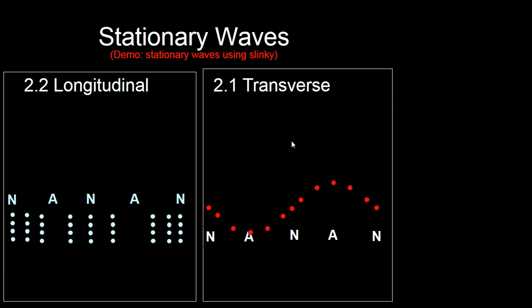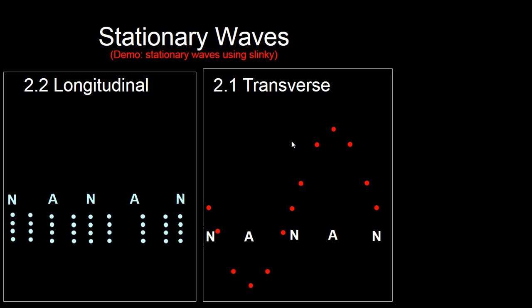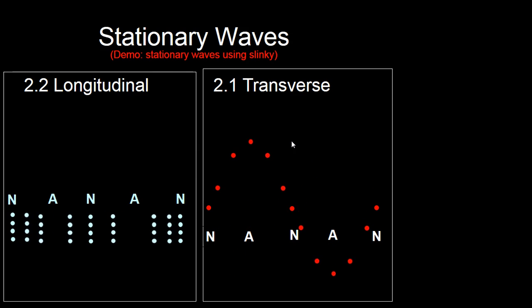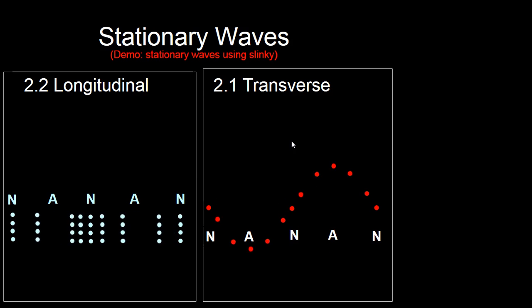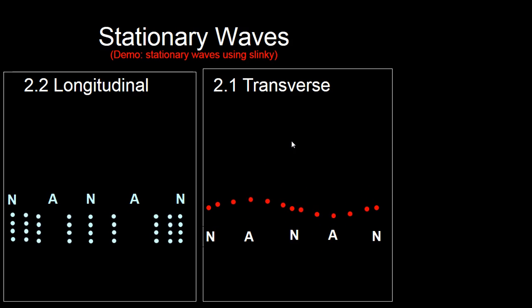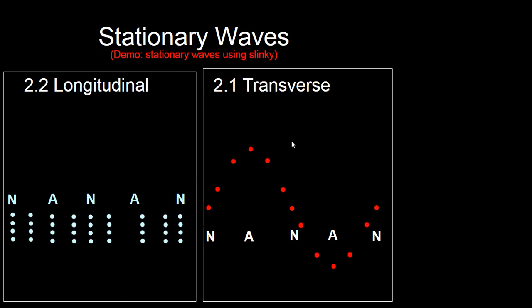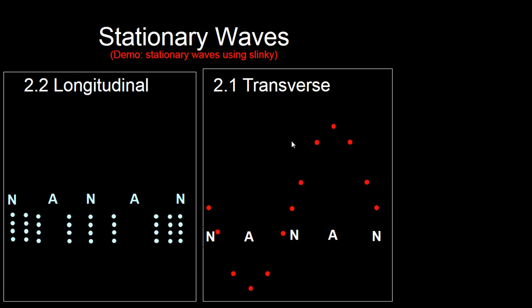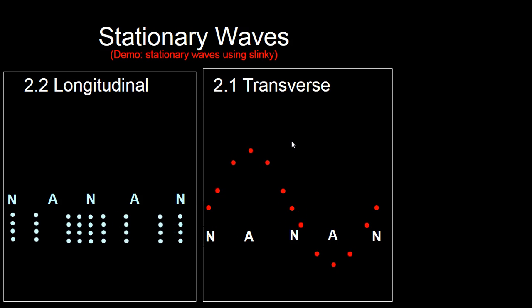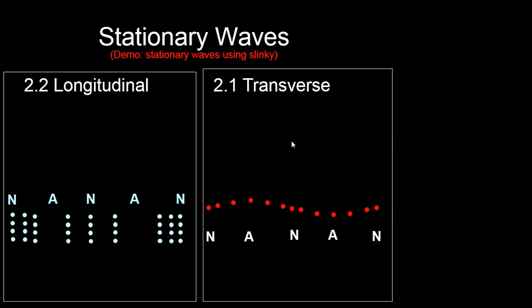Okay, next. I'm going to the next section, which is your page 7. There are 2 categories of stationary waves, just like progressive waves. There are 2 categories. One is transverse, the other is longitudinal.